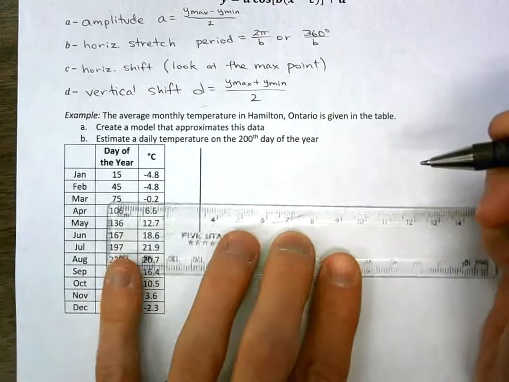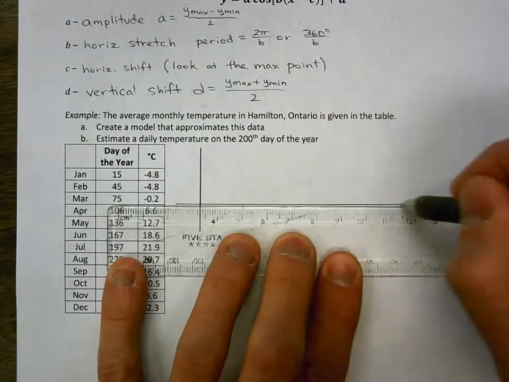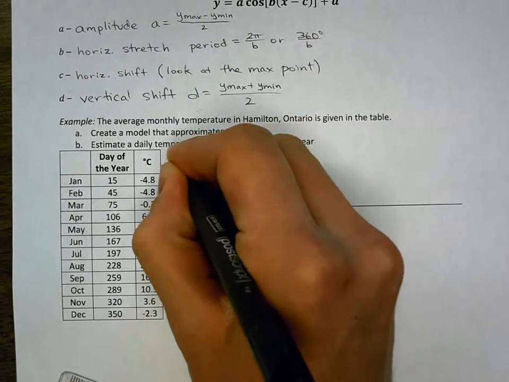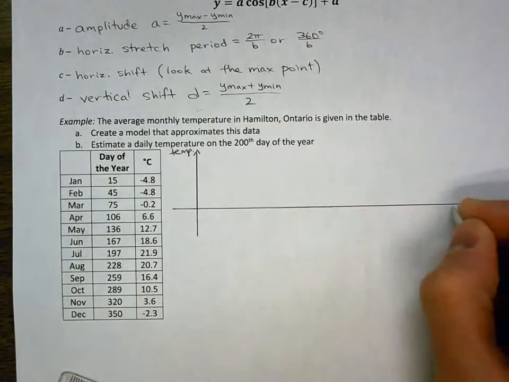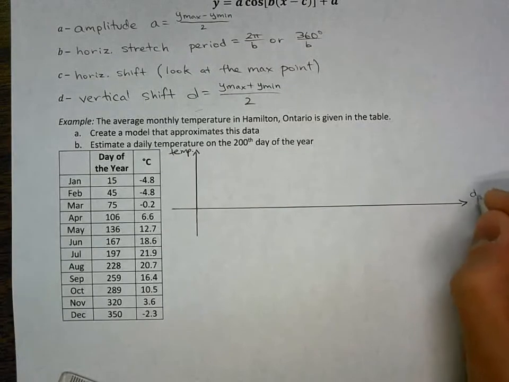Okay, so let's sketch. This is the temperature on the y-axis, and on the x-axis, I guess it would be the day of the year.